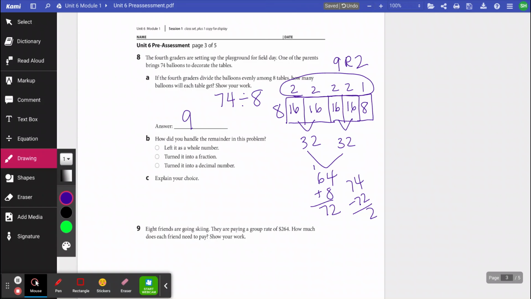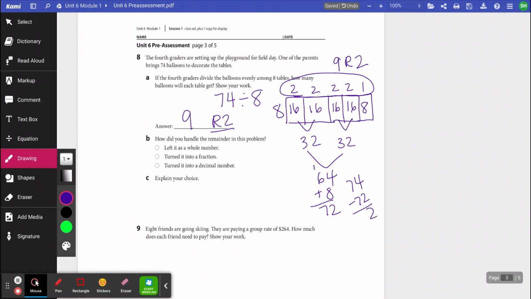So if the 4th graders divide the balloons evenly among 8 tables, how many balloons will each table get? They'll each get 9 balloons. And then there'll be those 2 left over, remainder 2. And you could even put over here, remainder 2 is kind of like what's left.